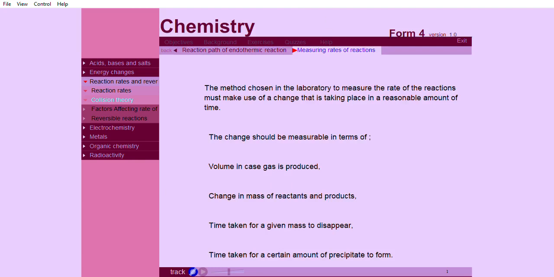The method chosen in the laboratory to measure the rate of a reaction must make use of a change that is taking place in a reasonable amount of time. The change should be measurable in terms of volume in case gas is produced, change in mass of reactants and products, time taken for a given mass to disappear, and time taken for a certain amount of precipitate to form.